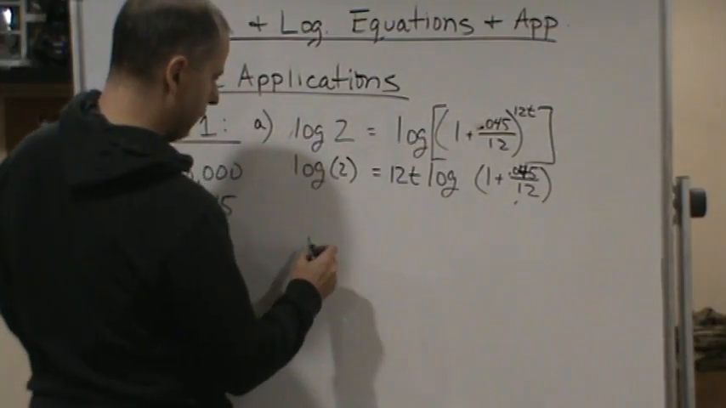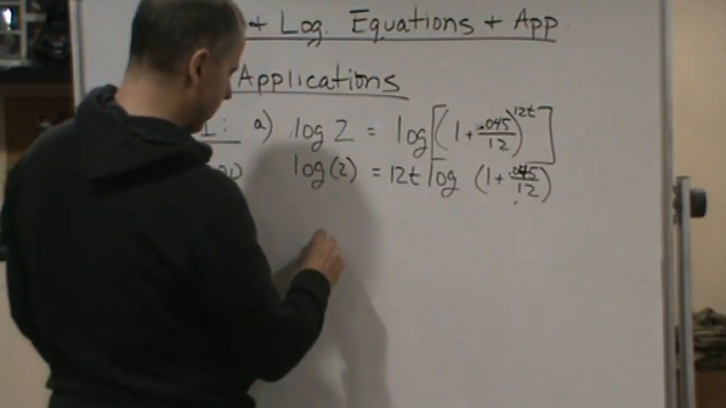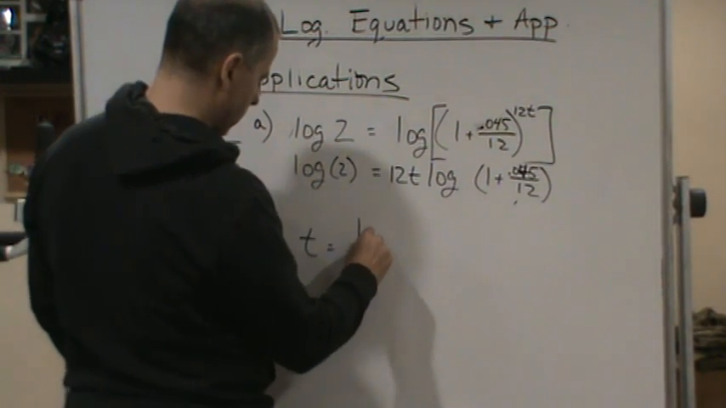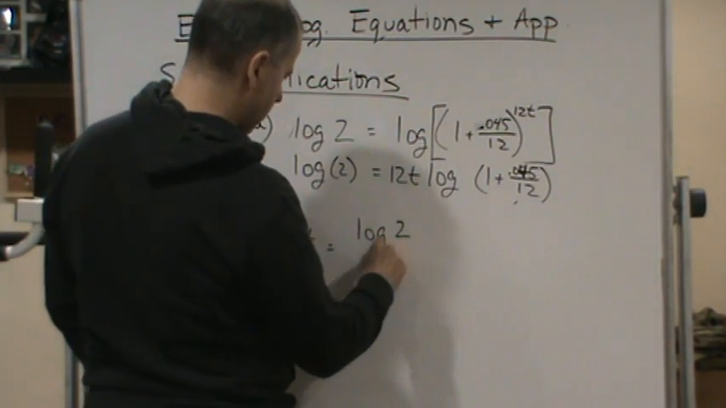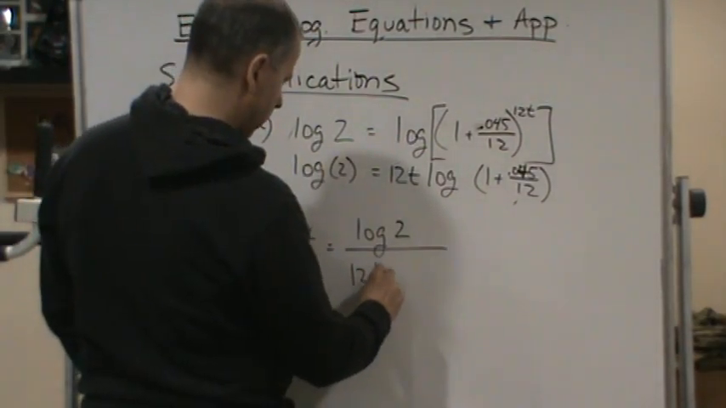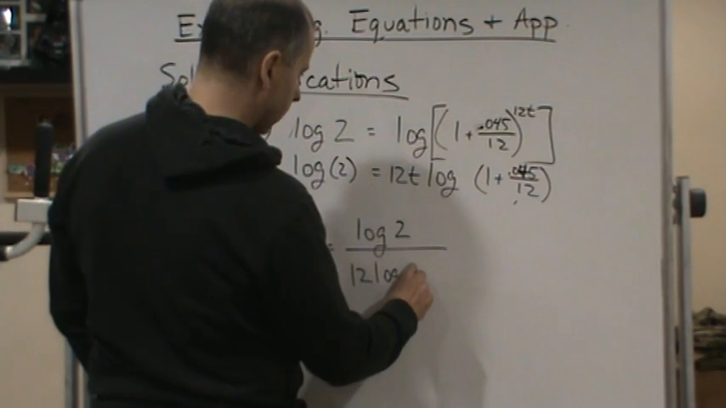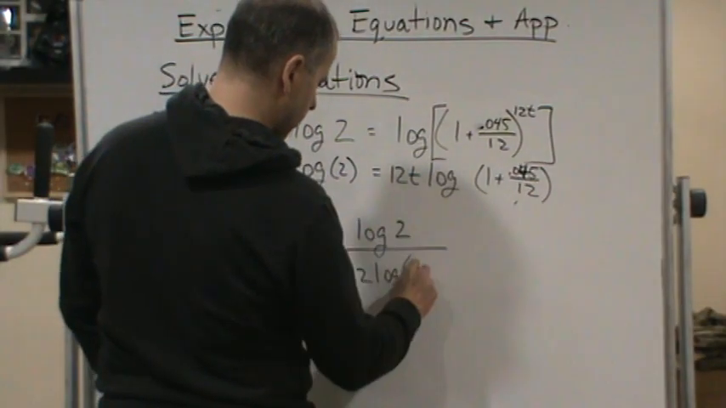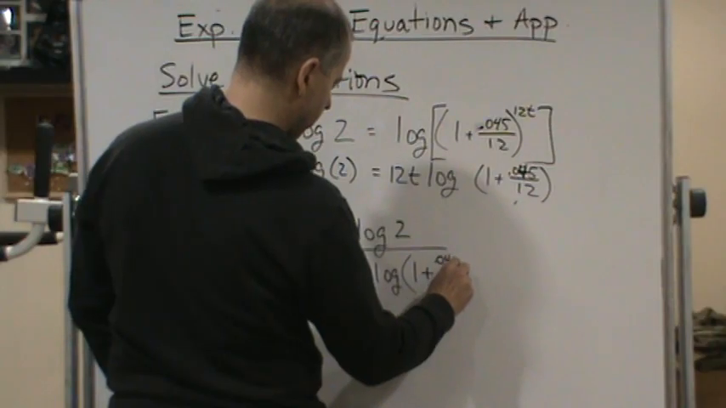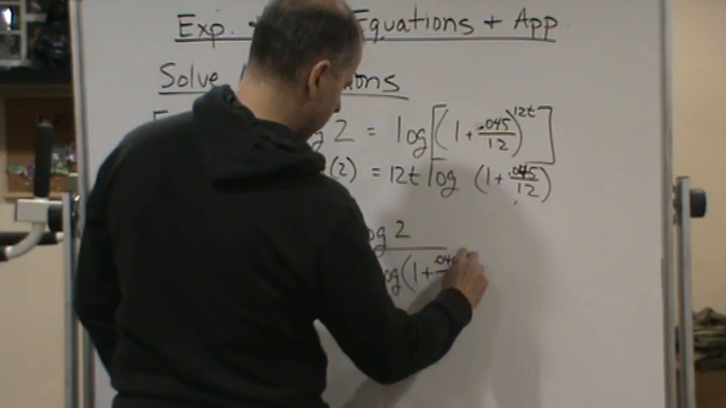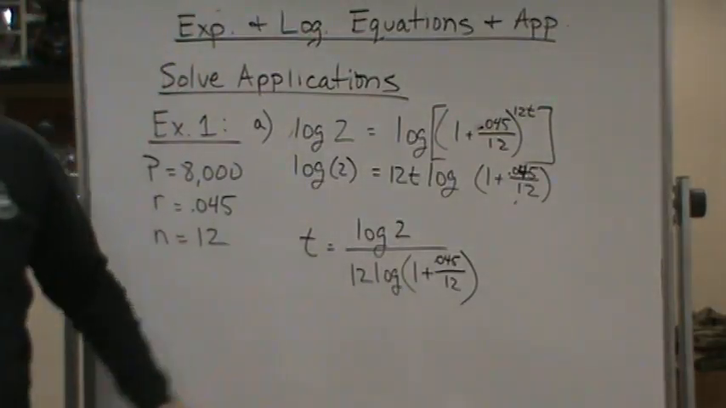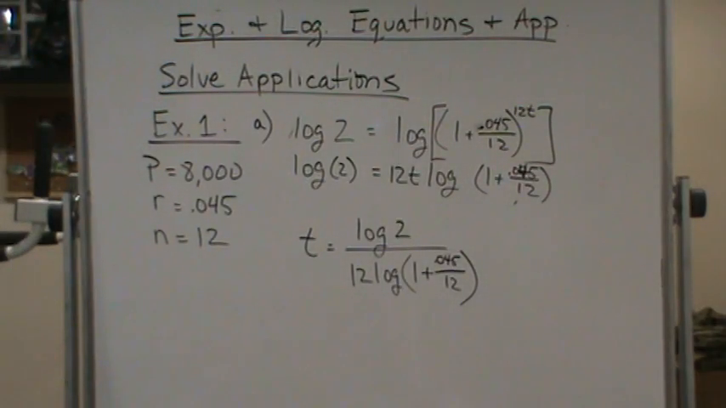So what does t end up being? Well, I'm just going to divide everything by everything else. So t ends up equaling log of 2 all over 12 times the log of 1 plus 0.045 divided by 12. And so now we can plug that into our calculator. Let's do that.